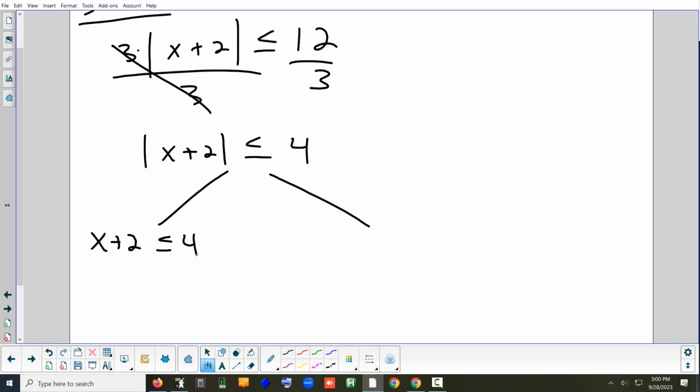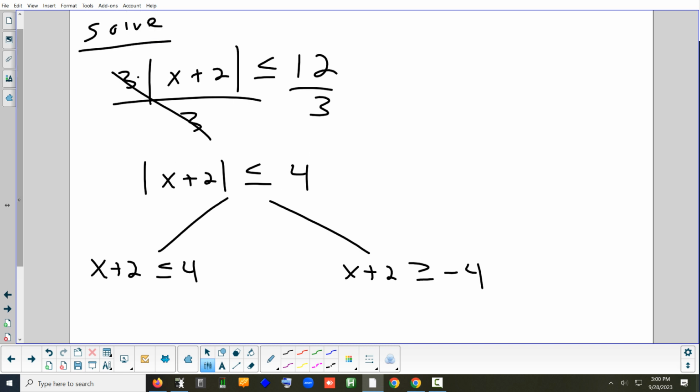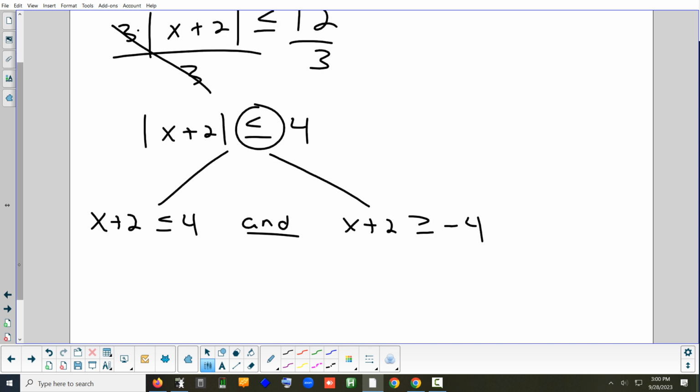And does anyone else remember what the second one is? X plus 2 is greater than or equal to negative 4. Okay. And the word that we put between them comes from, once you isolate the absolute value, you look at that symbol. That's a less than. Does anyone remember what word we use when it's less than or less than or equal to? Yep, that's an and. So we'll solve each one and see what happens.